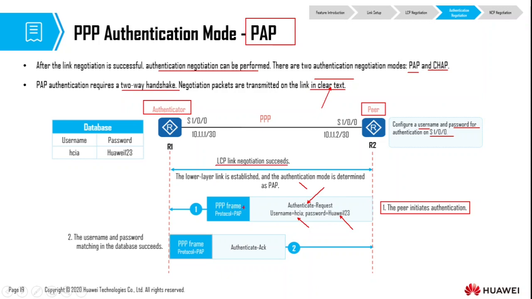So this is the PPP frame, and in the protocol field of the PPP frame, it will have the PAP value. Now, after the authenticator receives it, it checks its database. If the username and password matching in the database succeeds, it responds with the PPP frame protocol field PAP, and the result is authenticate acknowledged, meaning that the password and the username have matched. So that is how PAP really works.